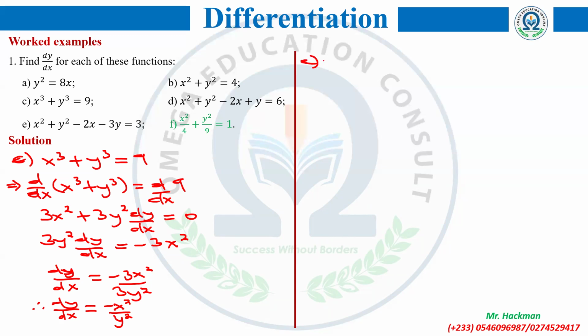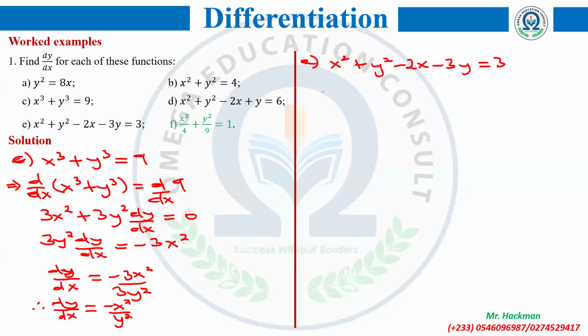Maximum attention. If you're able to do E, you should be able to. As for F, it's in green. We can't touch it. It's a no-go area. Okay, so what do we have? For E, we are given x squared plus y squared, minus 2x, minus 3y is equal to 3. So first step, we differentiate both sides with respect to x.